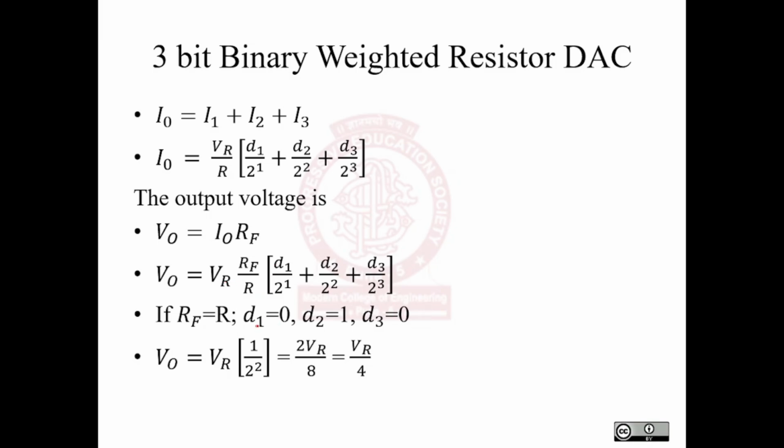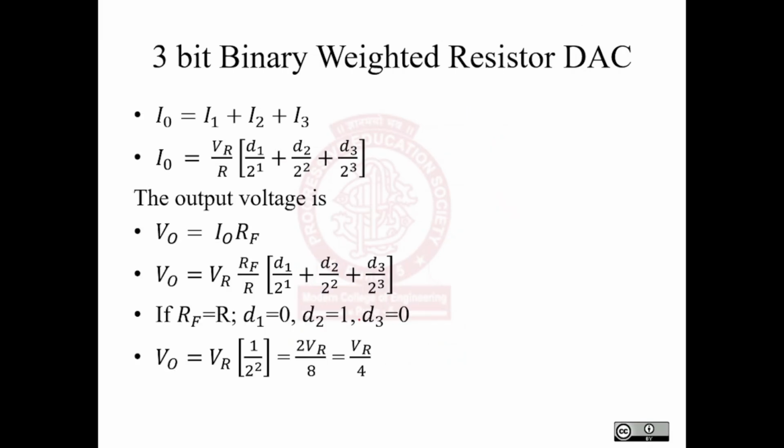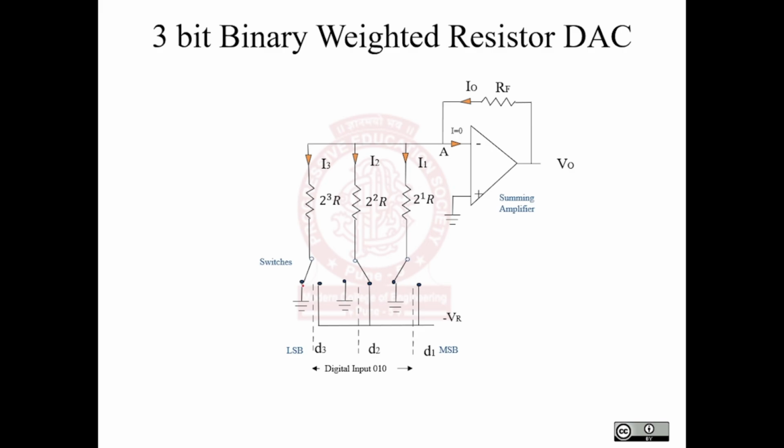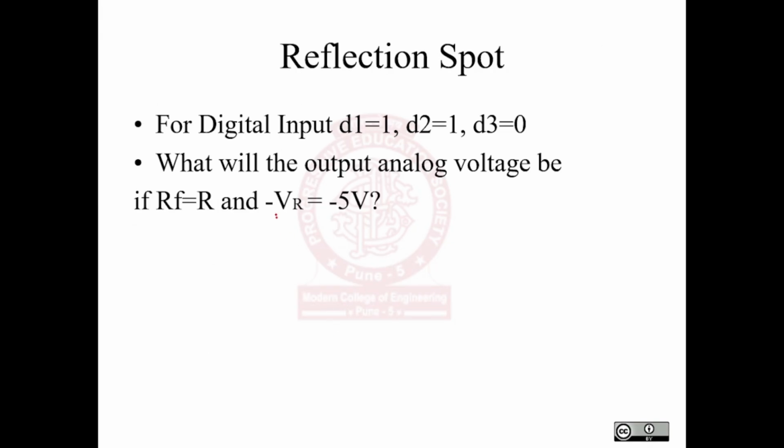Suppose we consider D1 as 1, D2 as 0 and D3 as 0. That means D1 as 1 is connected to the VR, D2 as 0 is connected to the ground, and D3 as 0 is also connected to the ground. In that case, what will be the value? We have to substitute the values of D1, D2 and D3 into this equation. So VO will be VR into bracket 1 upon 2 raised to 1. Likewise, we can take any input.